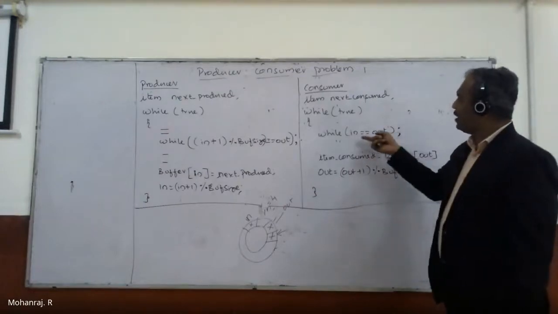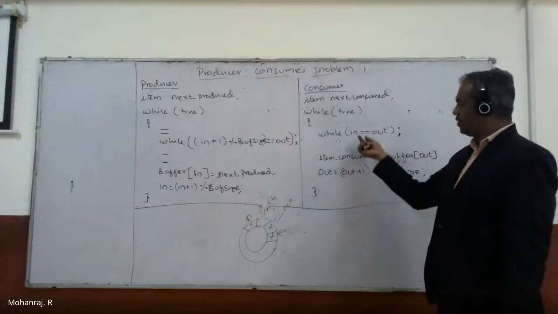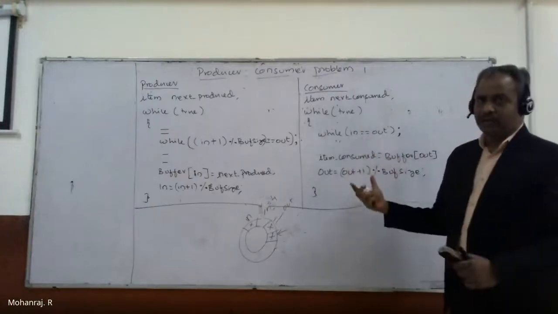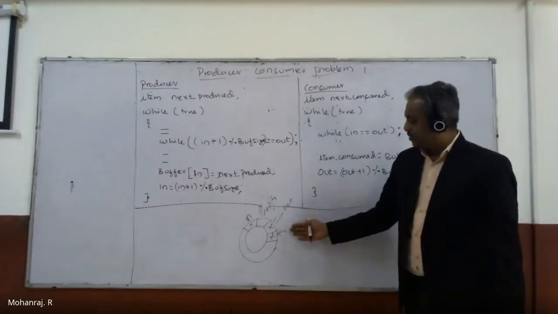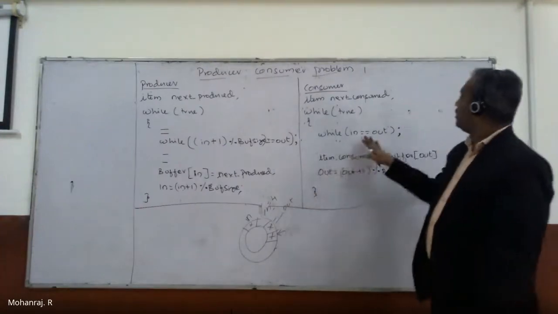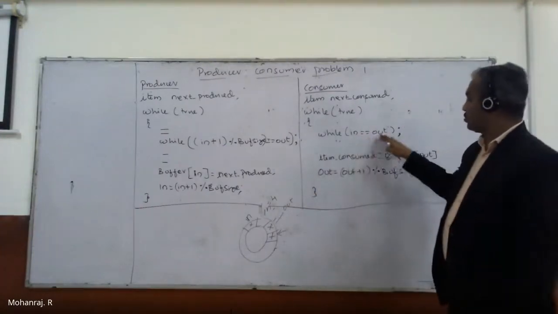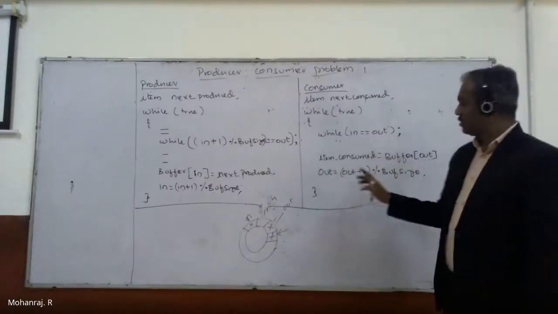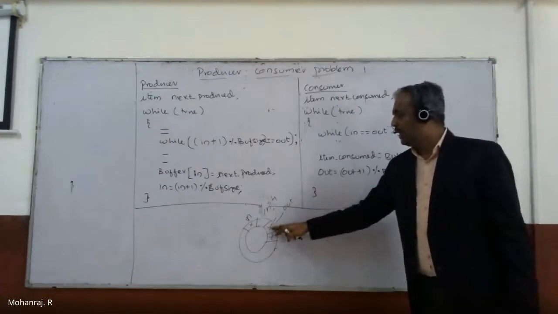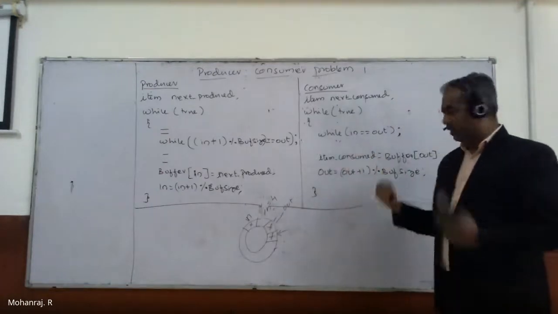Only upon finding that this condition fails, that is, if the values of in and out are different, not the same, can it come out. So as per our assumption here, the value of in is 4 and out is 0, so it is moved. Item consumed is buffer of out. What is the out value? It is 0. So this item will be saved here, which means that it is consumed.